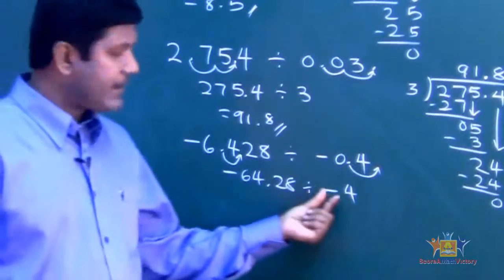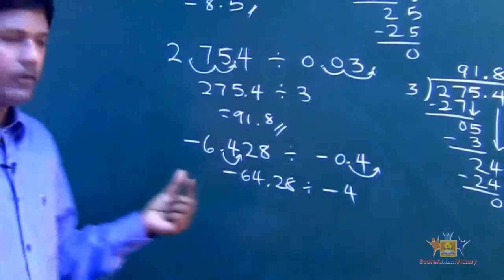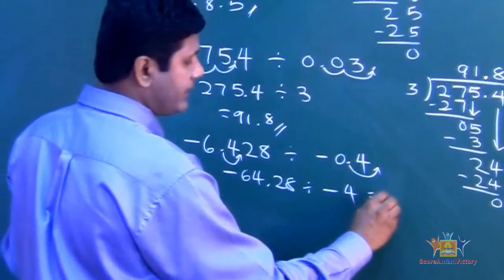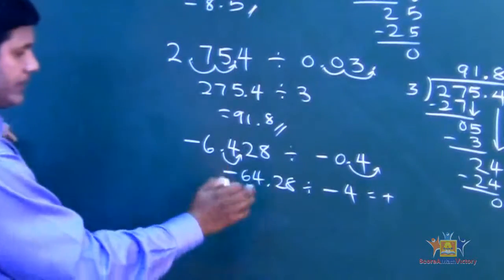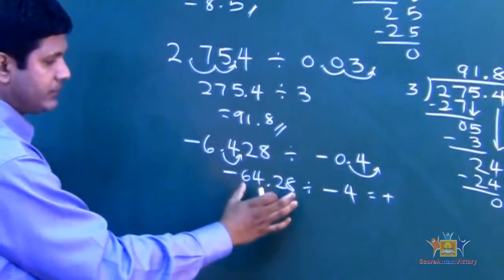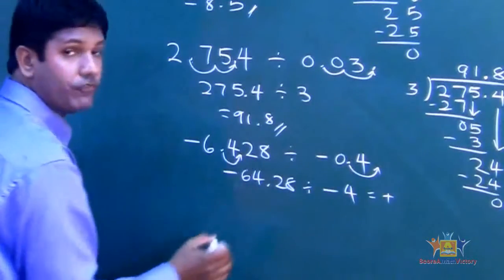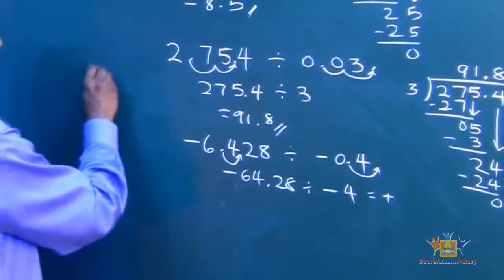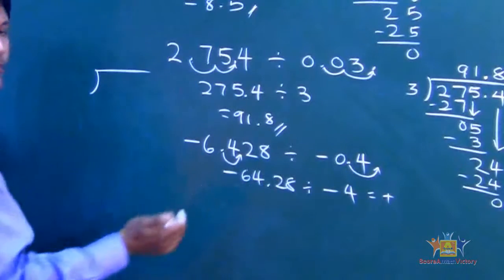Division, negative divided by negative should give me positive. Alright, so I know that final answer is going to be positive. So I'm going to use the long division method. 64.28 divided by 4. I'm going to use the cage approach, okay? So I'm going to put the cage, 64.28.